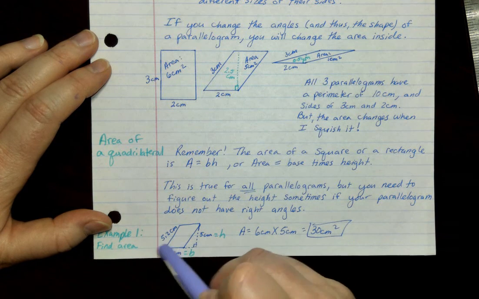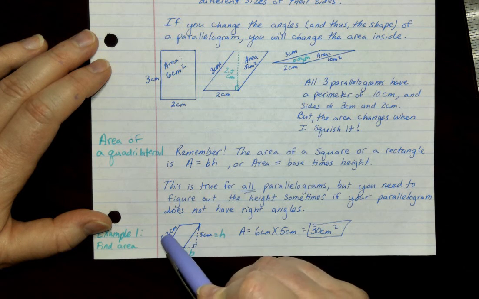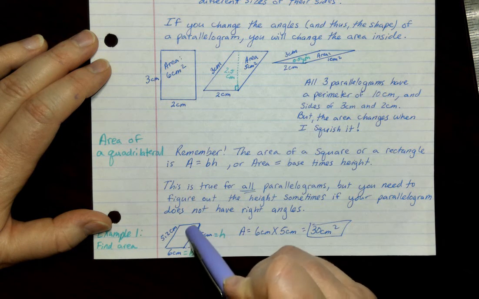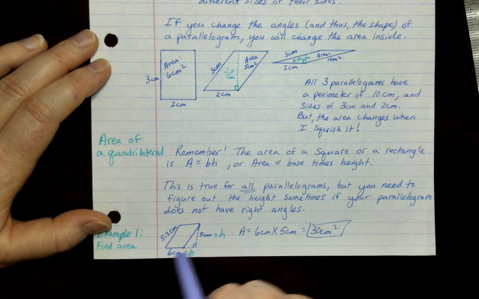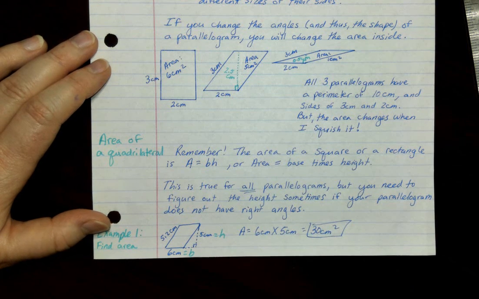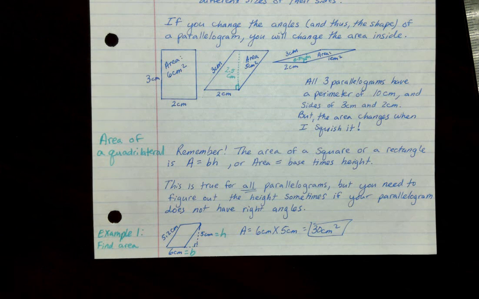We're not going to use these outsides. We're not going to use that 5.2. We're going to use the one that makes a beautiful right angle. So 6 times 5 equals 30 centimeters squared. And that's pretty much all you need to know.